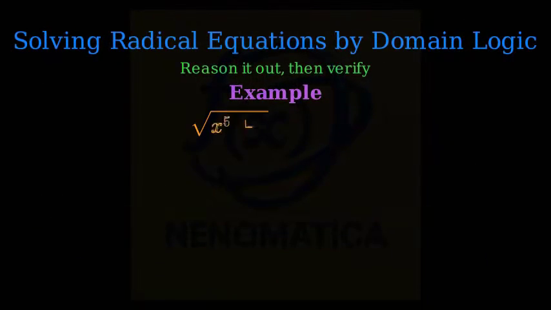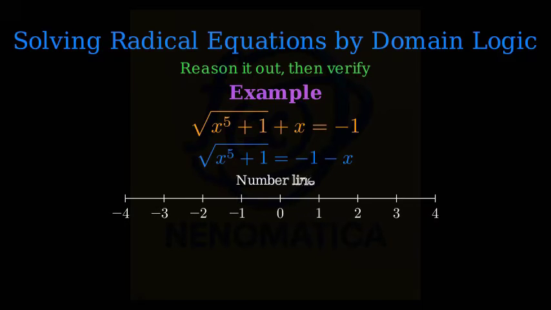Example 1. Solve the equation square root of x to the fifth plus 1 plus x equals negative 1. We first isolate the square root. Move x to the right to get square root of x to the fifth plus 1 equals negative 1 minus x. Because a principal square root is never negative, the right-hand side must be greater than or equal to 0, which gives x less than or equal to negative 1.